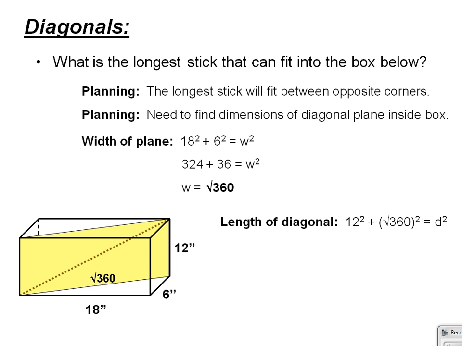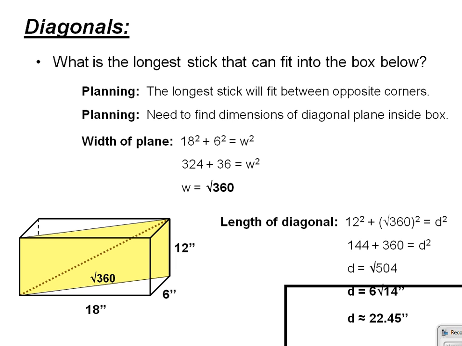12 squared and the square root of 360 squared equals the length of the diagonal. Now do you see why I didn't simplify the square root of 360? Because since I just have to square it again, that just undoes the square root. So 12 squared, 144. Square root of 360 squared, 360. Add them together, we get 504. Square root of 504, and we get 6 square root of 14.